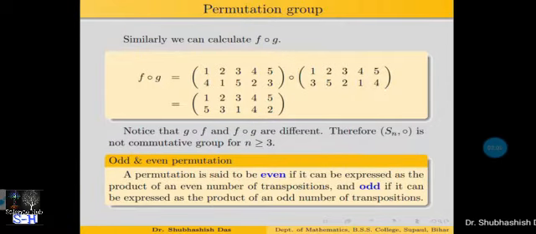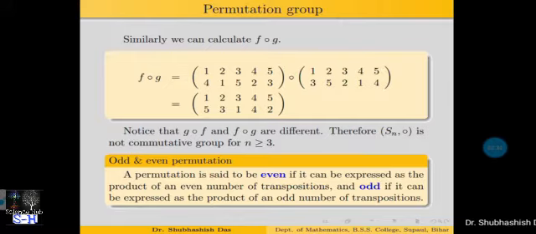Similarly, we can calculate f∘g. Notice that g∘f and f∘g are different. Therefore, Sn is not a commutative group or abelian group for n greater than or equal to 3.